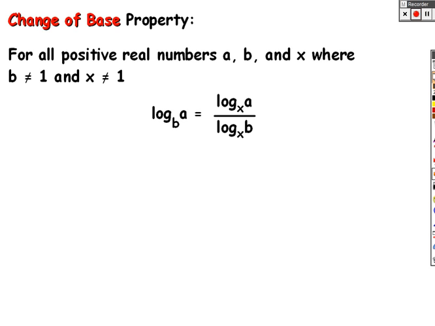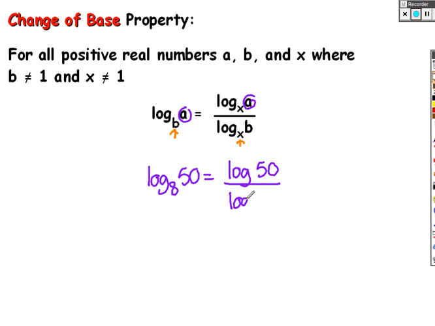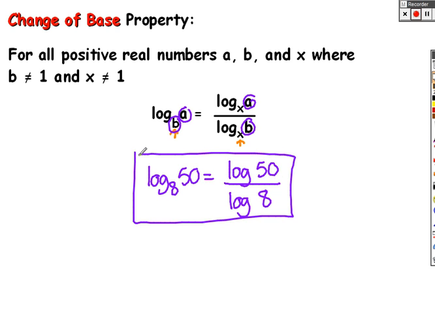So for all positive real numbers A and B, where B is not equal to 1, so the base can't be 1, has to be positive, and the base here can't equal 1, has to be positive. I could say, well, if I have log base 8 of 50, that equals the log of any base, I'm going to say base 10 since my calculator does that, of the argument divided by the log of any base, again I'm going to choose base 10 for that button on my calculator, of the original base. So this is essentially the change of base formula. Log base 8 of 50 equals log base 10 of 50 divided by log base 10 of 8.